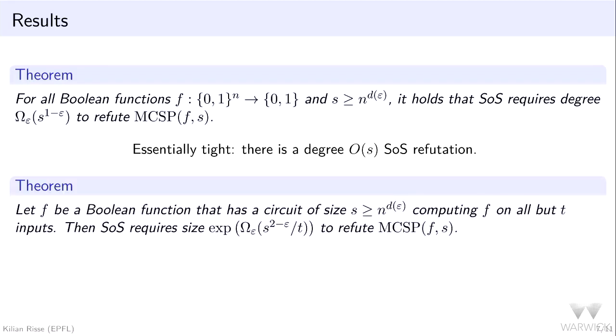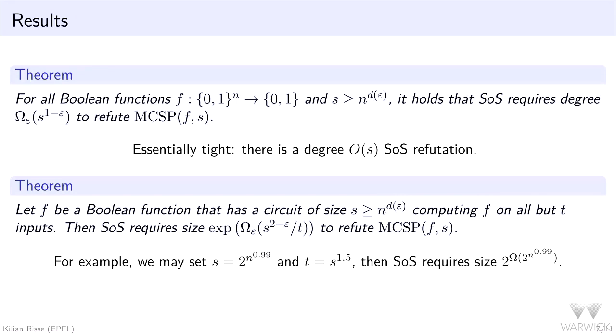We also have a result about size, but it's not as general as the first theorem. Here we can only look at truth tables which are somehow the hardest to refute. Namely, truth tables that almost have a circuit of size S, in the sense that they have a circuit of size S that computes F, the truth table, on all but T inputs. On those T inputs it's wrong, and it has to declare that it's wrong. If such a circuit exists, then we get exponential in S squared over T size lower bounds for, again, the MCSP problem.